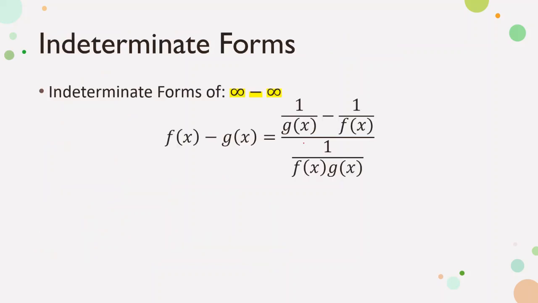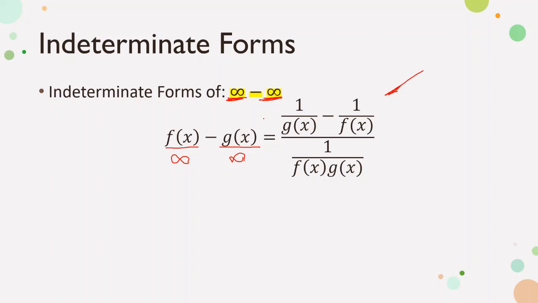The next indeterminate form that we have is infinity minus infinity. So if you substitute your limit to your function and it would give you an infinity minus infinity value, meaning to say if your functions are f of x and g of x, and that would give you infinity minus infinity, you have to rearrange your equation to this one. We have 1 over g of x minus 1 over f of x all over 1 over f of x times g of x. Okay?